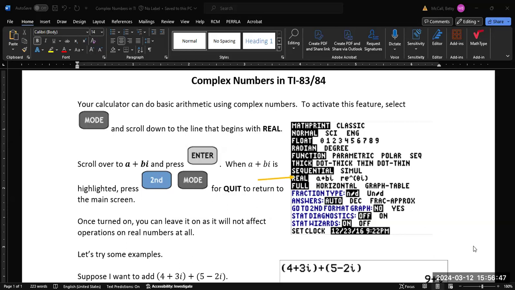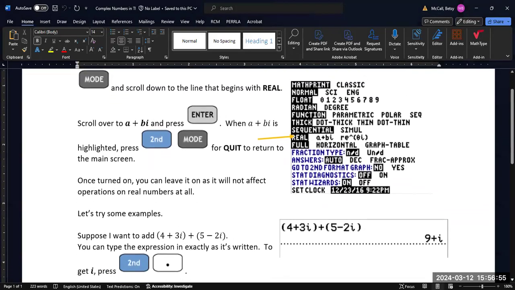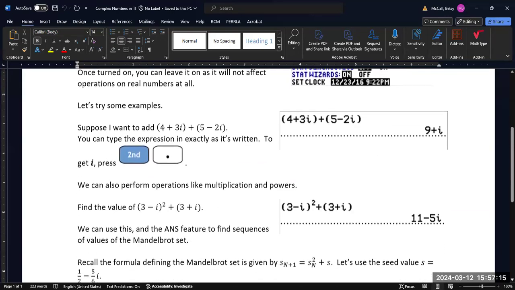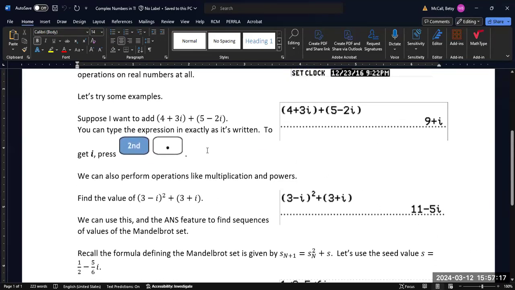Now, once this is activated, you don't need to ever turn it off again because it won't affect the way real numbers are calculated, which is what you're going to do most of the time. And it will just allow you to get answers that are complex without necessarily getting an error on the applications on the main screen, and it will allow you to do calculations with complex numbers. So, for example, you can do all sorts of operations on complex numbers from here.